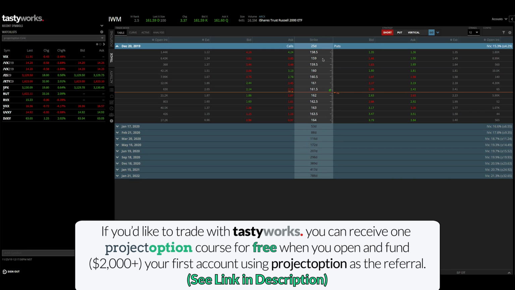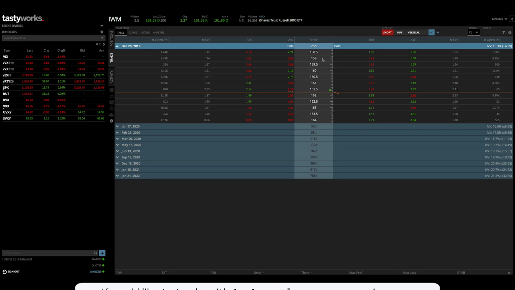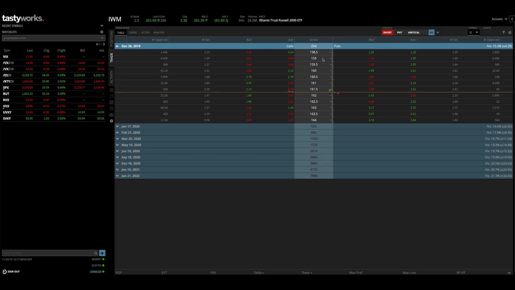So hopefully this was helpful in demonstrating to you how you can sell a put option without owning it first, or in other words, shorting a put option. And more importantly, how you can close that position at any time by simply buying back the put option that you initially sold.